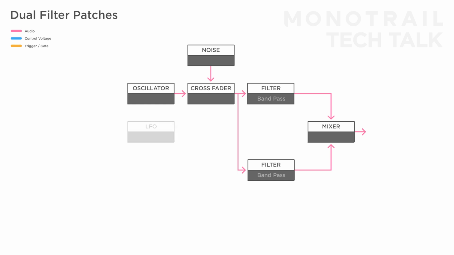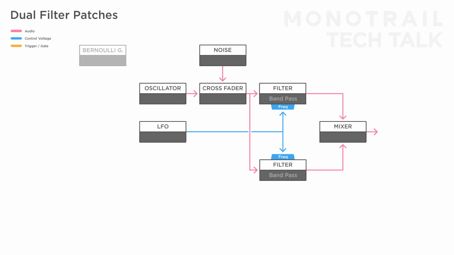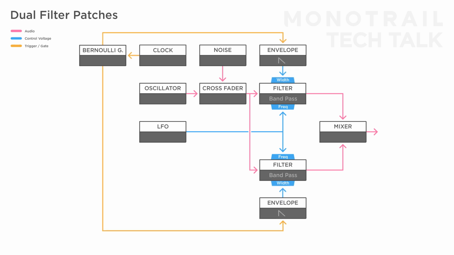In this example, an LFO is modulating the frequency of both filters, one with inverse polarity. And finally, a Bernoulli gate is used to divide a steady clock over two envelopes, modulating the bandwidth of the filters.